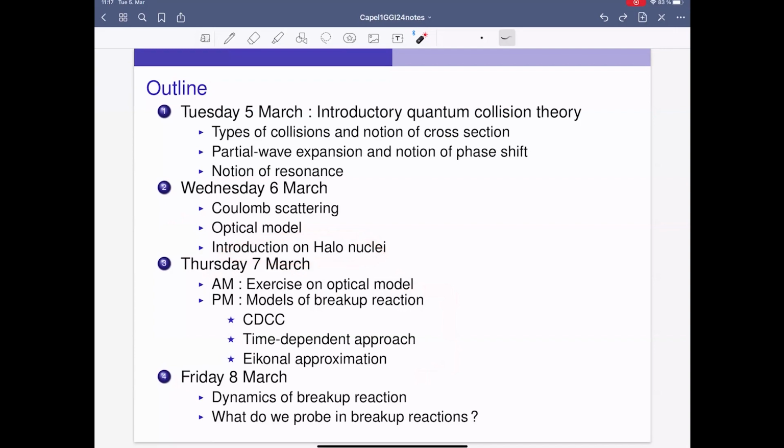So we'll see a coupled-channel way to solve the Schrödinger equation, then a time-dependent approach, and then the eikonal approximation. That's what I'm doing in my research. And then on Friday, we'll come to the important part of the class, which is what happens during these breakup reactions. So what's the dynamics of the breakup reactions, and what can we actually probe in breakup reactions? What kind of structure information can you infer from these reactions?